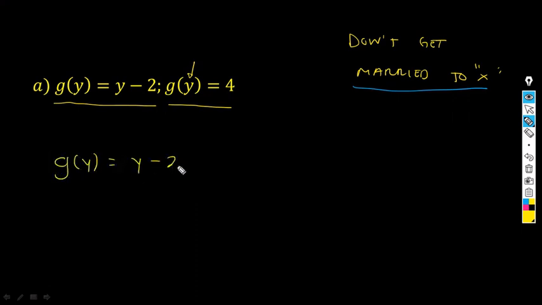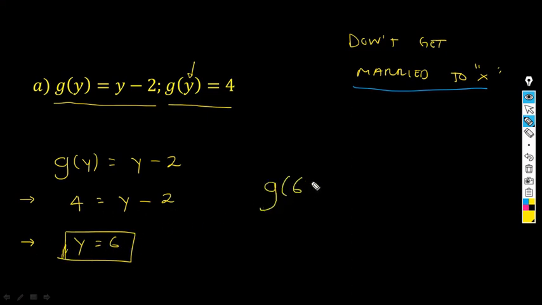G of y equals y minus 2. But I know that g of y is 4, so I substitute that, 4 equals y minus 2, and then I just solve this equation, which is a simple equation, and it's gonna be 6. Okay, so this is the result. When I evaluate g in 6, I'm gonna find as the result 6 minus 2, which is equal to 4, like I was told. So this is the result. This is the answer.